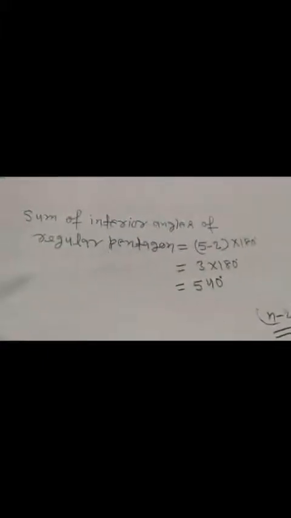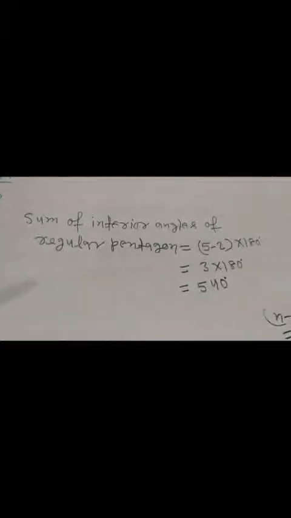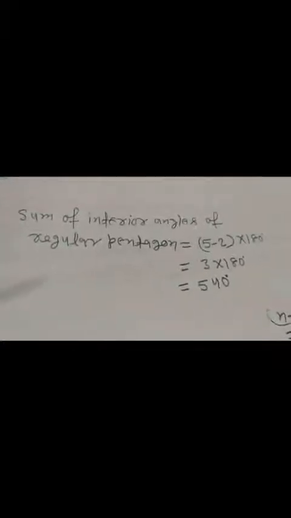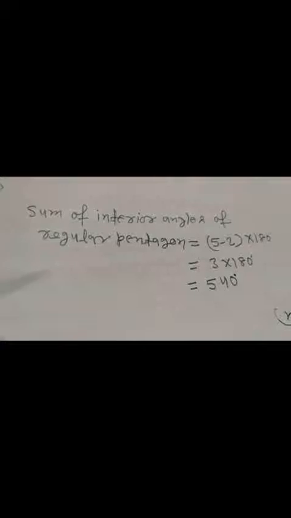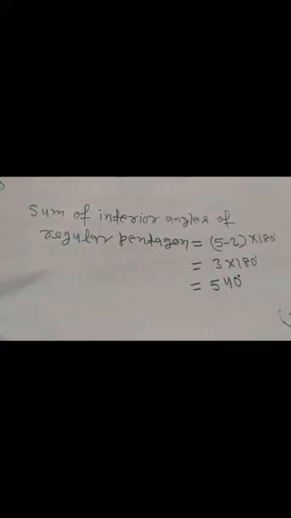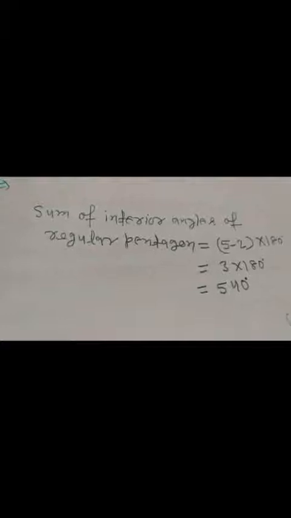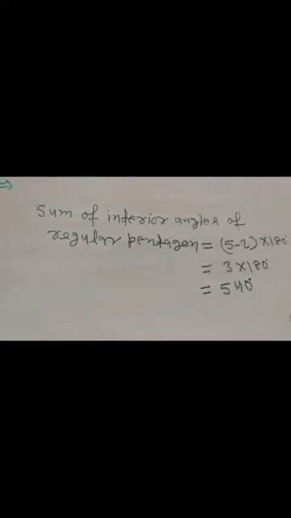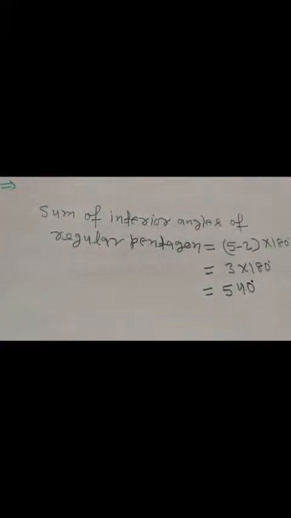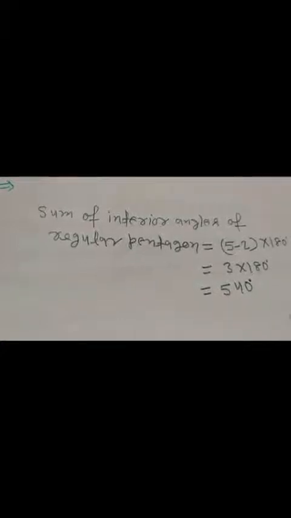Now we use this formula. This is the sum of measure of all interior angles of an n-sided polygon, but here we have 5 sides, so you replace n by 5 and find the sum of interior angles of a regular pentagon. Then we find each angle. A pentagon has 5 angles, so if you divide the sum of interior angles of the regular pentagon by 5, then you obtain each angle.